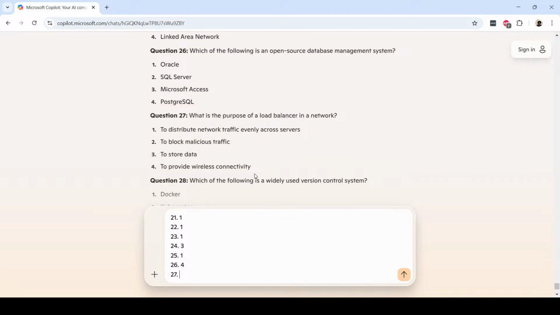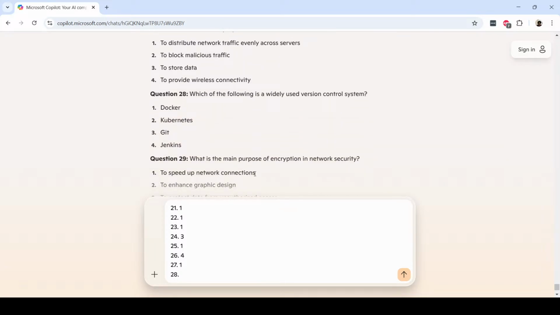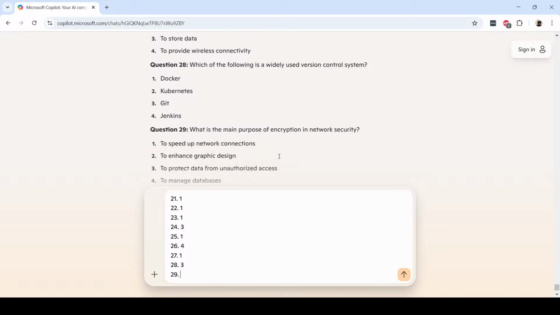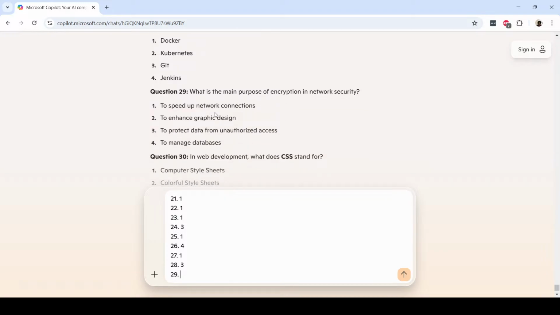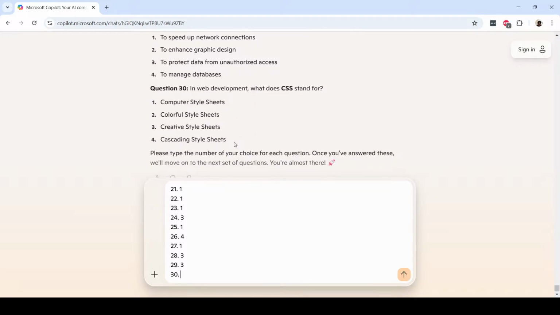What is the purpose of a load balancer in a network? To distribute network traffic. Which of the following is a widely used version control system? Again, Git. What is the main purpose of encryption? To protect data from unauthorized access. Okay. And in web development, CSS, Cascading Style Sheets.